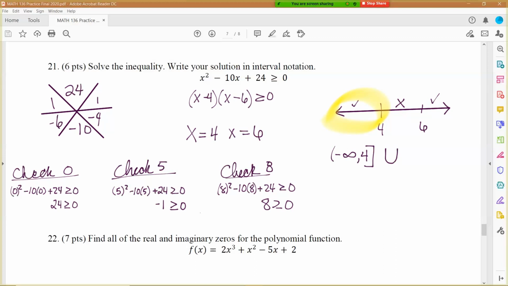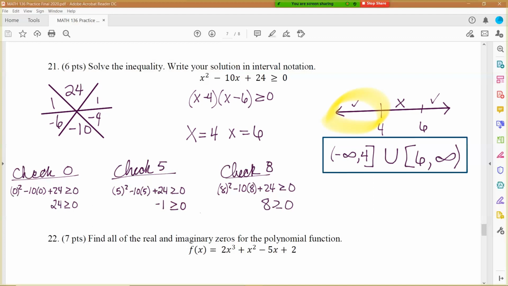So then for the right side, would you agree we start at 6? So I'm going to write 6. And this arrow goes all the way to what? Positive infinity. We'll never ever reach there, but we're going to get as close as we can. So this right here is actually your final answer. If you can get pretty stinking close to that, you're doing great.